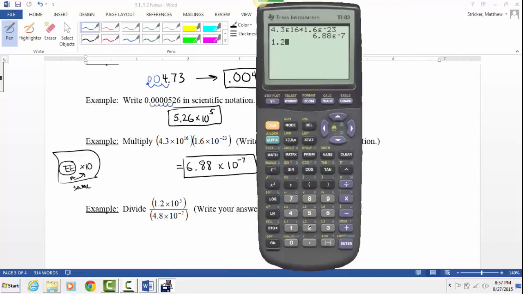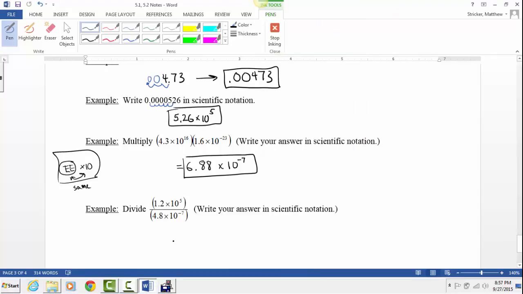1.2 E to the 5th divided by 4.8 E to the negative 7. And this is 2.5 E to the 11th, or 2.5 times 10 to the 11th. This equals 2.5 times 10 to the 11th power.